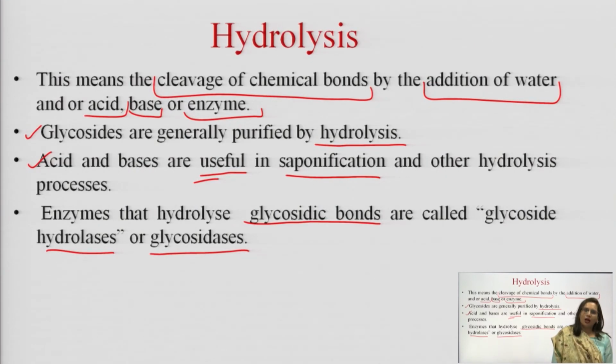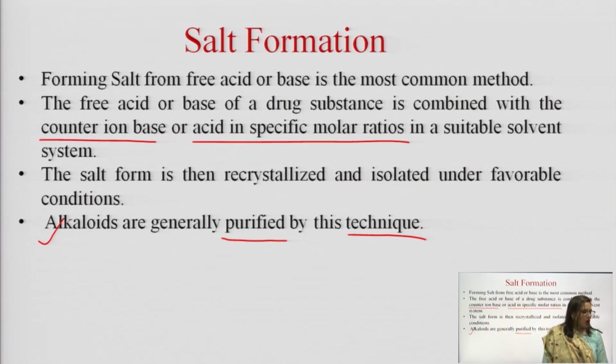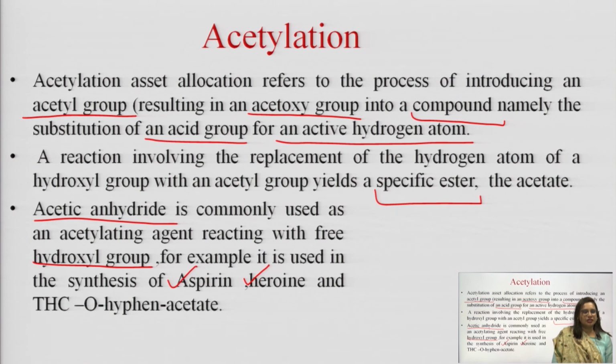Similar are the chemical methods. Hydrolysis is mainly practiced for glycosides like the cardiac glycoside digitoxin, etc. Then we have salt formation, which is again utilized for alkaloidal separation. Then we have acetylation, which is particularly done for substances like aspirin, heroin and THC. THC is tetrahydrocannabinol, which is isolated from cannabis and acts as an anti-inflammatory agent.